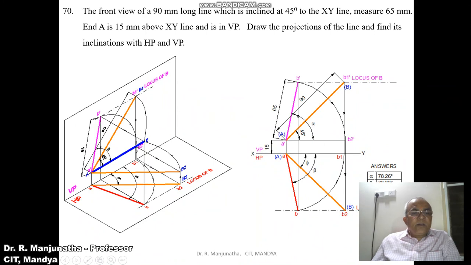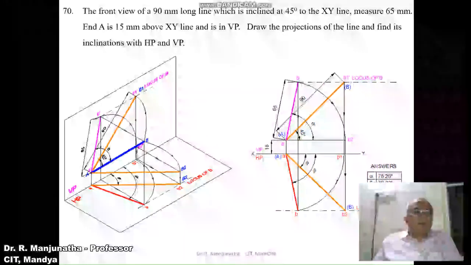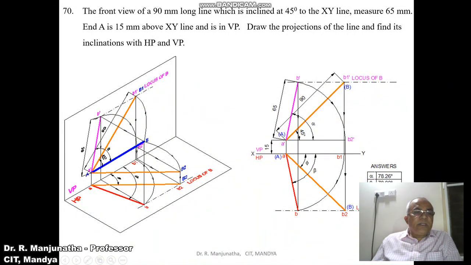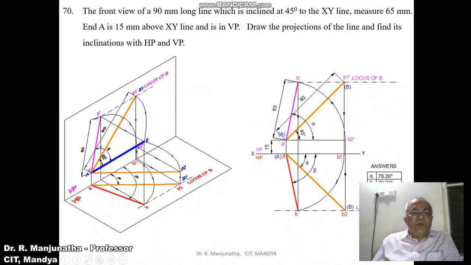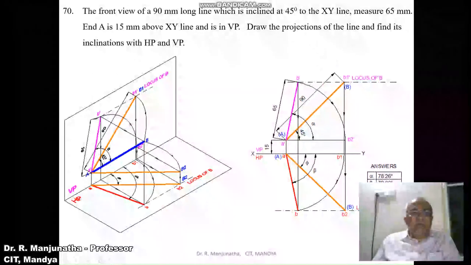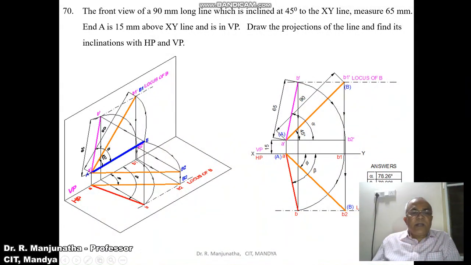So here we can see this line is in true length in horizontal plane because NDA is above HP by 15 mm. So NB also above HP by 15 mm. So that you will get this line, which is going to be the true length. So with A as center, taking the radius of AB, you rotate it and make it parallel to HP. So now the line is parallel to HP. So you are getting the true length in HP.